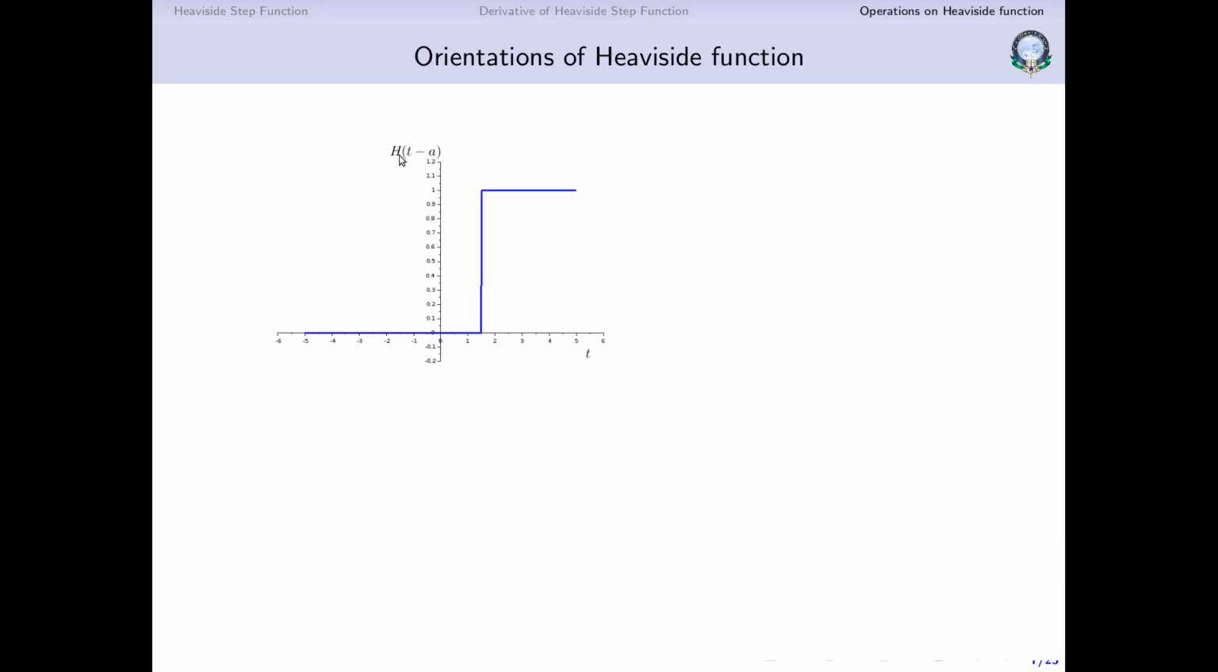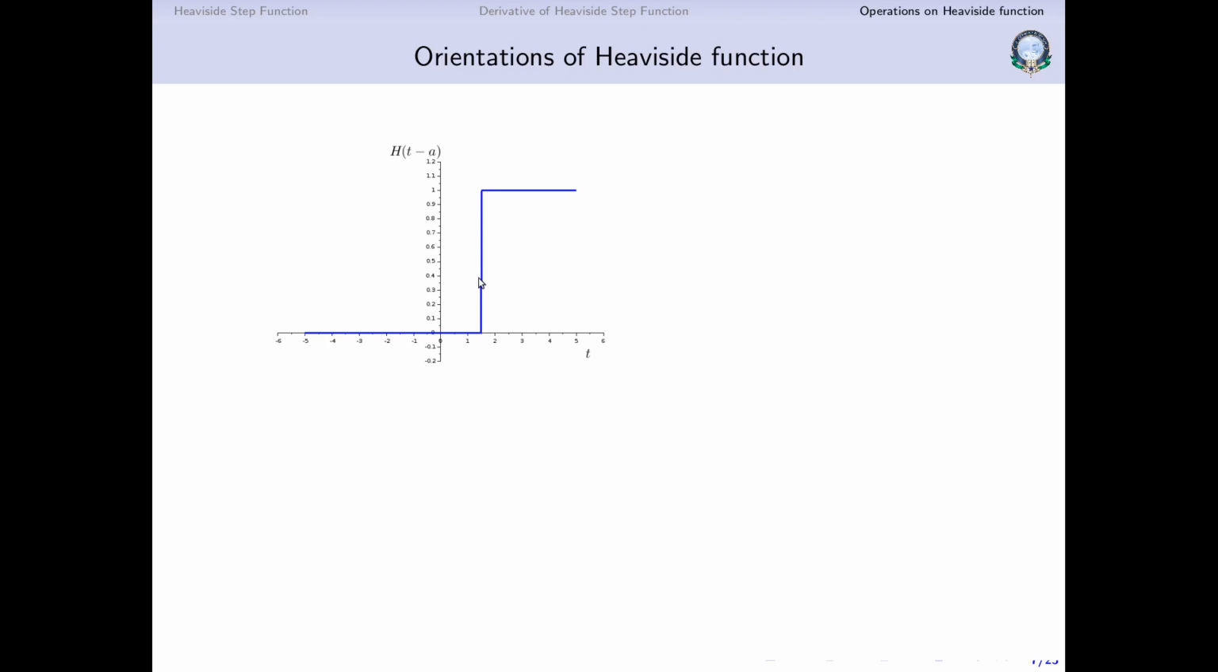We have h of t minus a. Like I said, the definition of the Heaviside function is: if the argument is positive, it will take the value 1. If the argument is negative, it will take the value 0. What is the argument here? The argument is t minus a. So if t minus a is greater than 0, if it is positive, then this will take the value 1. t minus a greater than 0 means t is greater than a.